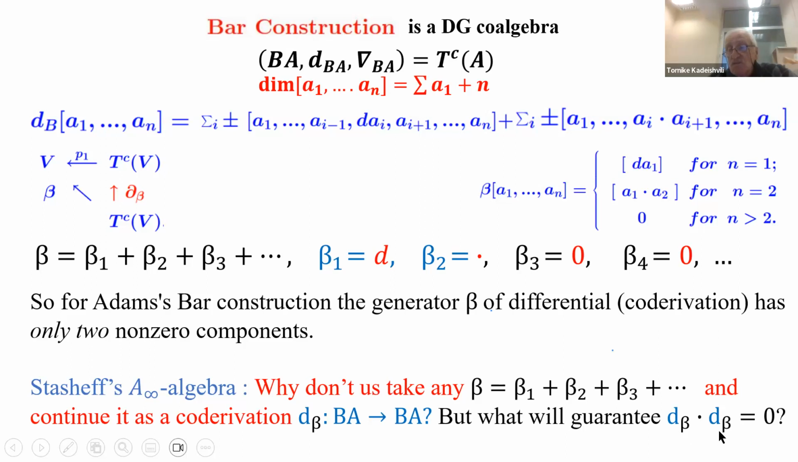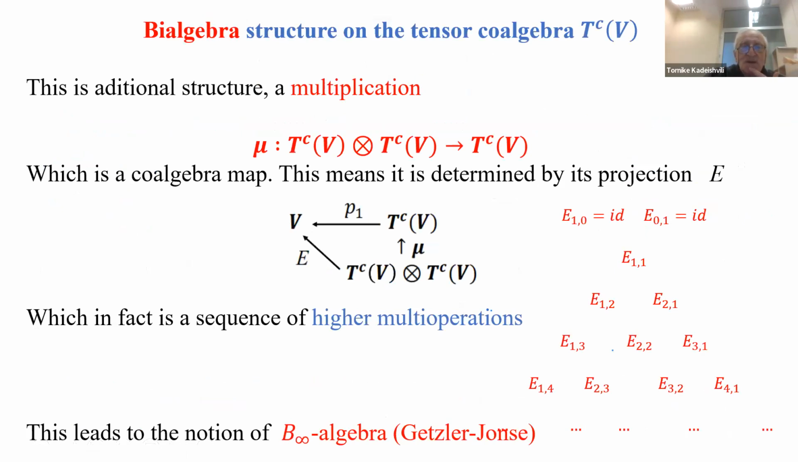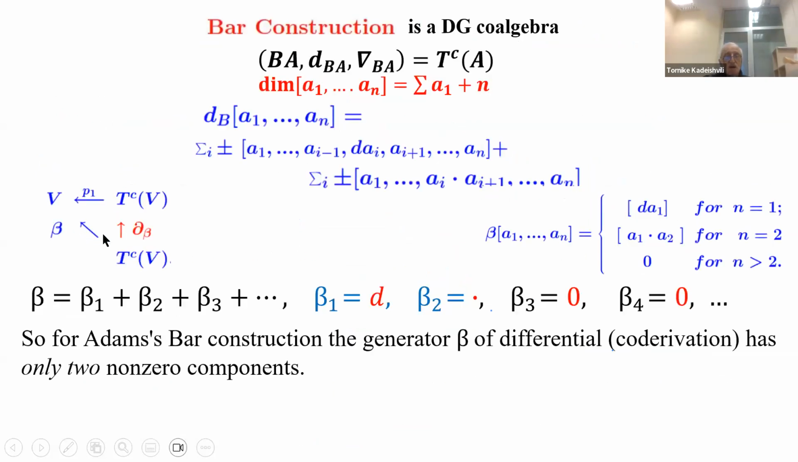But what guarantees d B equals 0? The idea was not only a binary operation. Here we have in the standard situation a unary operation and a binary operation, and all others are 0. But our wish is to introduce operations with many arguments. And the same story as what we did in the previous. Any beta we have enlarged as a differential.